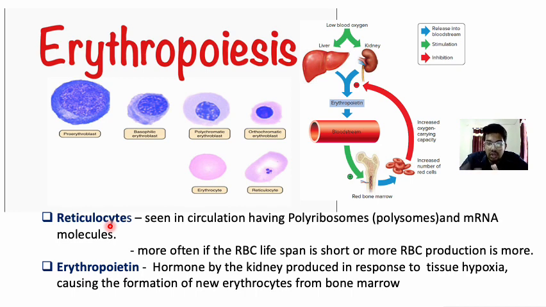If the RBC lifespan is very short, or more RBCs are needed, say a hemorrhage or sudden blood loss, the body has to produce more RBCs. At that time, a larger amount of reticulocytes will be seen in such situations, because the body is producing more and more new, immature RBCs. Reticulocytes are basically immature RBCs. These immature RBCs will be seen in the blood in greater amounts. I have discussed erythropoietin already.